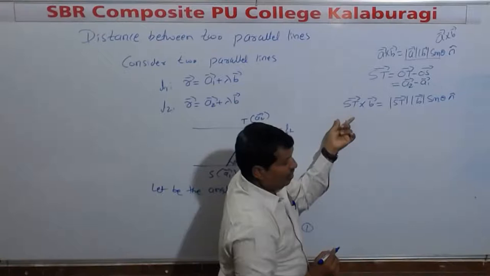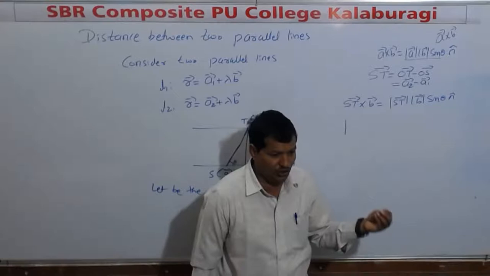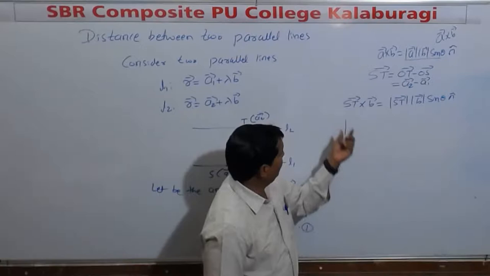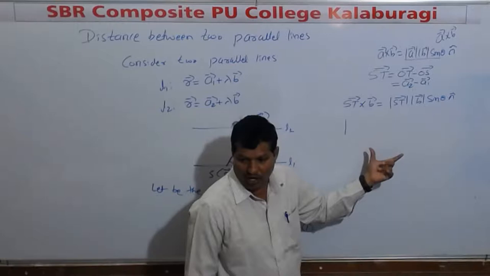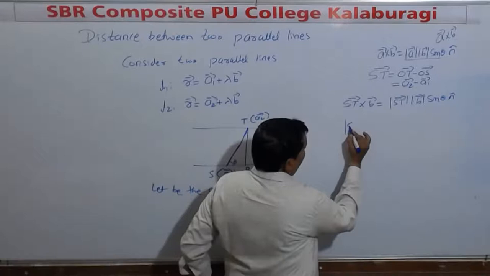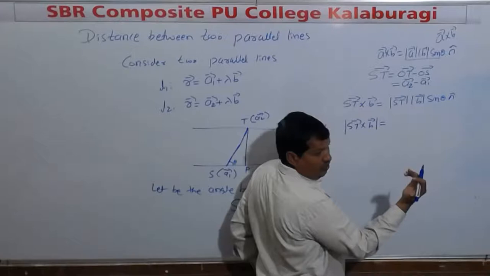Both are the same. If you take the vectors in the anti-clockwise direction, the result will come positive. If you take the vectors in the clockwise direction, then the vector will come negative. Either you can take ST cross B or B cross ST, one will come positive and the other negative. But afterwards the magnitude will come positive only, because you have to write it in the modulus. Here I will take mod of ST cross B. This equals mod of ST, no need to write again. Keep as it is.